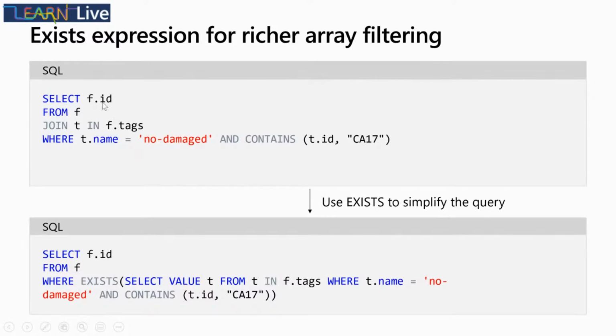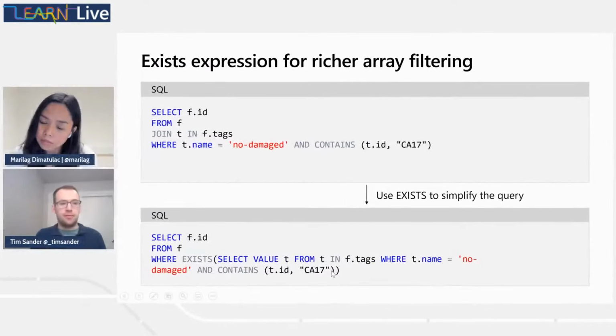But if you didn't need to return that data, you could rewrite the query to use EXISTS, where you put EXISTS in your where clause and then add a subquery that filters in tags where the name is equal to not damaged and the ID value contains CA17. In this particular instance, we're just applying this filter for the documents where this value exists. And if that's true, we return the ID value. So you don't really need to join because you're not actually returning any data from the tags array. If you can optimize your query in this way, I recommend it.